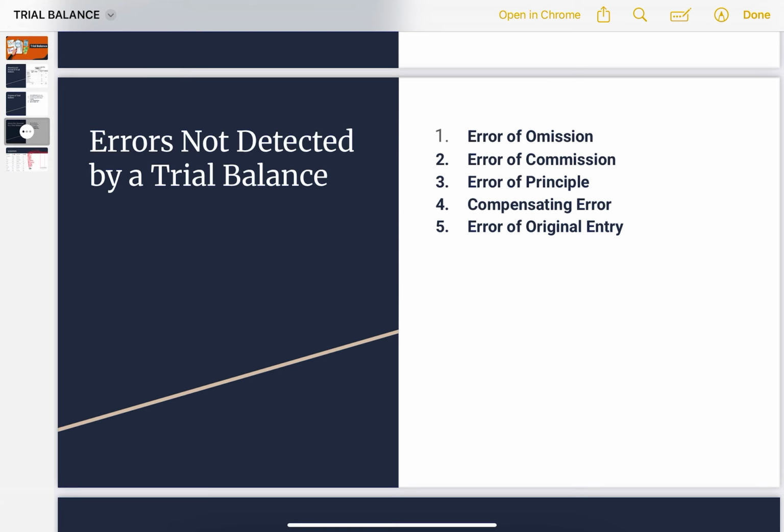Error of commission. It means the right amount in the wrong account of the same type. For example, if we paid 2000 to Mr. A but we have recorded it as paid to Mr. B. Since the correct side is affected but the wrong creditor account name is used, the trial balance will still match.